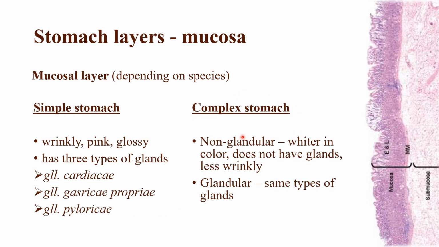Now, in the complex stomach, so this would be pigs, equines, and ruminants, we have a non-glandular part and then a glandular part. The part with the glands has the exact same ones. How many glands and what type of glands are in different regions does vary, but the types are the same. Now the non-glandular part is a little different. It's a little whiter in color, does not have glands, and has fewer wrinkles.